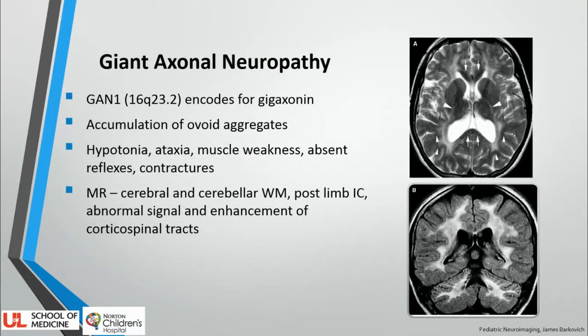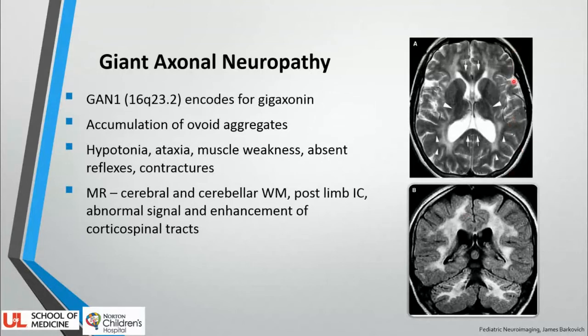Gene mutation in giant axonal neuropathy results in accumulation of ovoid aggregates in different cell types. On imaging, there is involvement of the cerebral and cerebellar white matter. A characteristic feature of this condition is abnormal signal and enhancement of the corticospinal tracts.